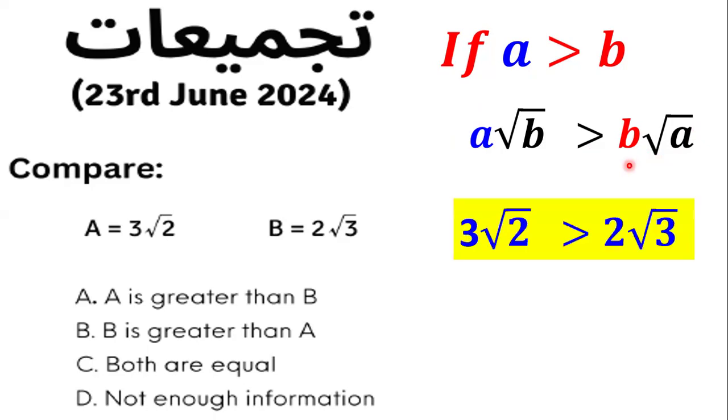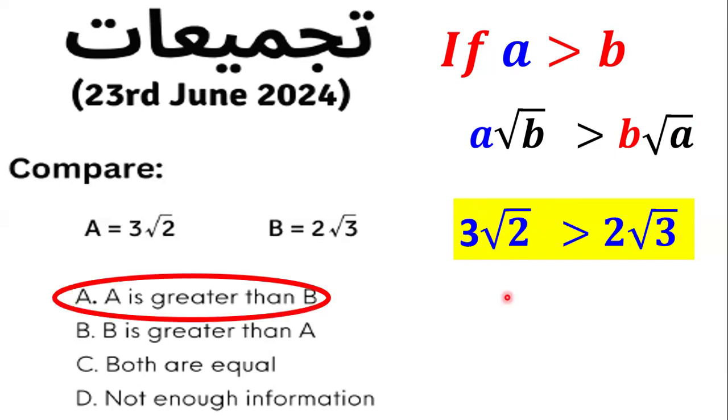If you have two numbers, one inside the square root and the other outside the square root, and you want to compare, just compare the outside part. Here, the two numbers are 3 and 2. We need to compare the outside part, 3 and 2. 3 is greater than 2, therefore 3 square root of 2 is greater than 2 square root of 3. That's the key point, okay? Therefore, the answer will be A is greater than B.